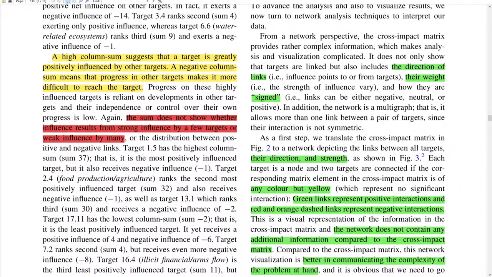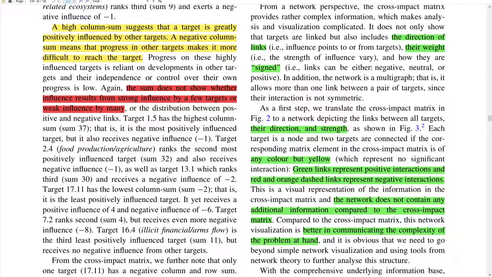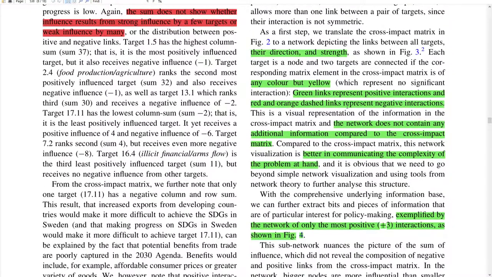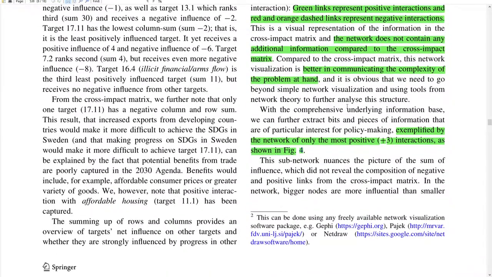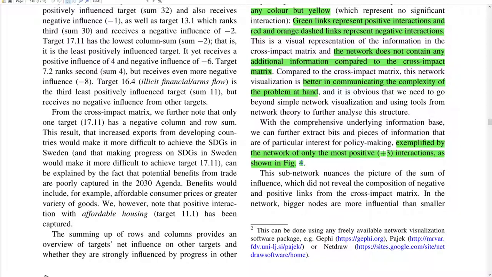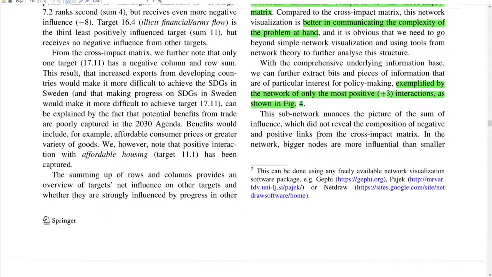And then they started using network theory, of course, including the direction of links, their weight, and they could be signed, they could be positive or negative. What they're saying is that the network does not contain any additional information compared to this cross-impact matrix. But the network visualization is better in communicating the complexity of the problem at hand. So we're not adding any more information compared to the cross-impact matrix. However, visualizing it in a network is actually helping us understand the complexity of the problem.